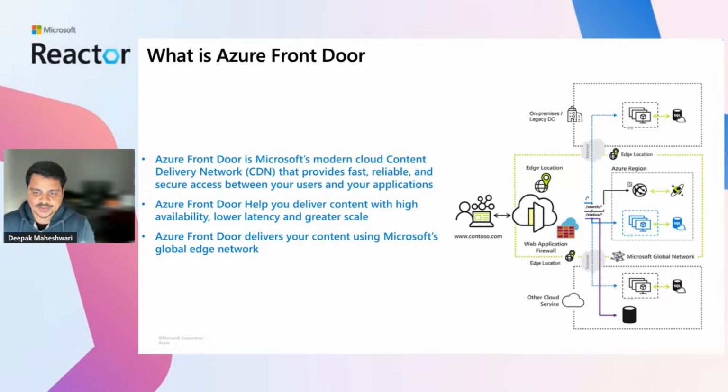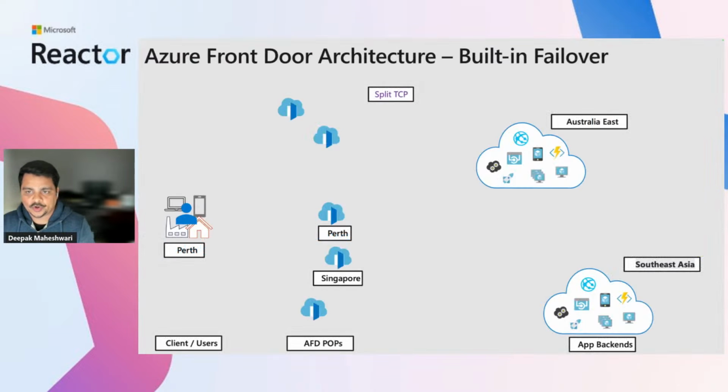Now, Front Door uses the Microsoft Global Edge Network. We have hundreds of edge networks across the globe, and Front Door uses those global edge networks to provide the content access to the end user. Now, how does Front Door really work? Let's understand the architecture of Front Door.